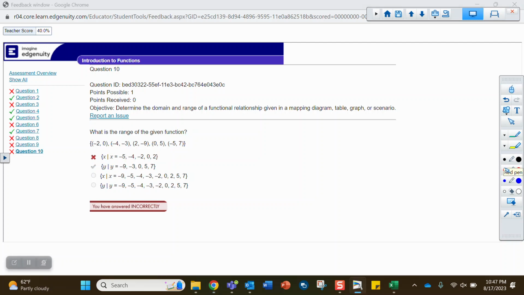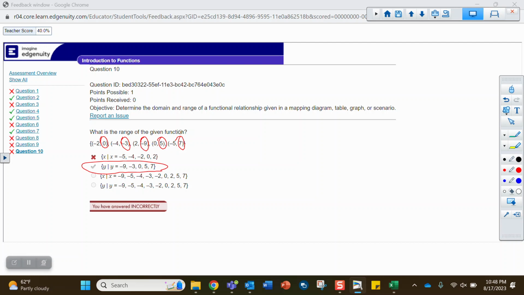This question asks for the range. So those are the y's. So again, we list them in numerical order. It's the second part of the ordered pair. We list them in numerical order, and we don't list any repeats. So that's -9, -3, 0, 5, and 7.